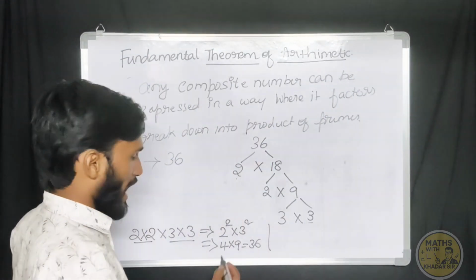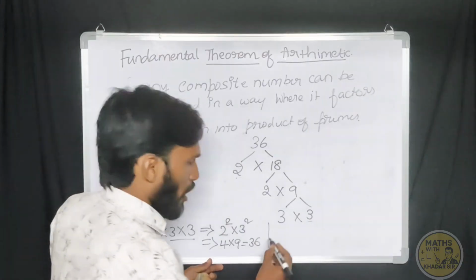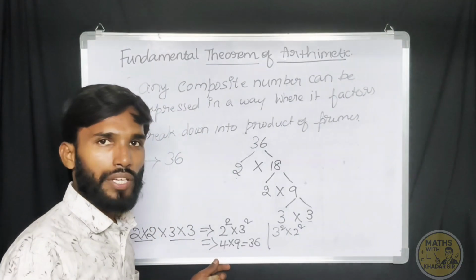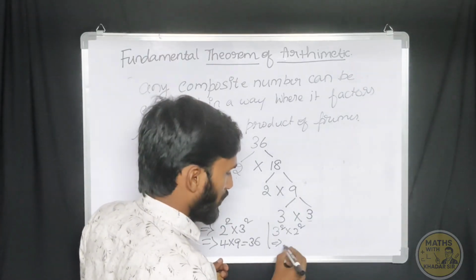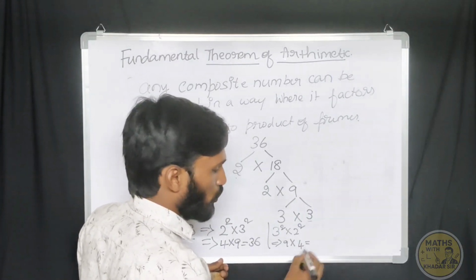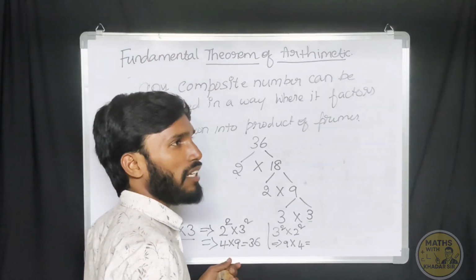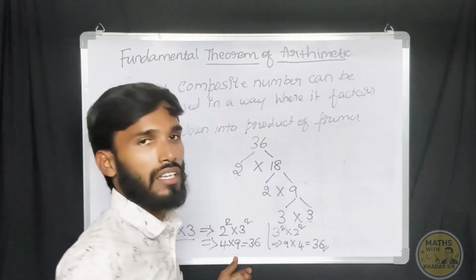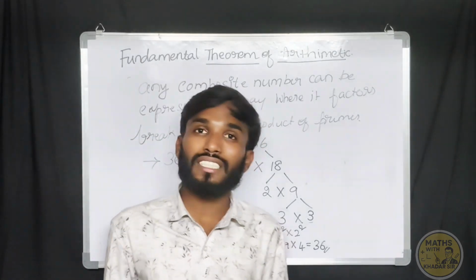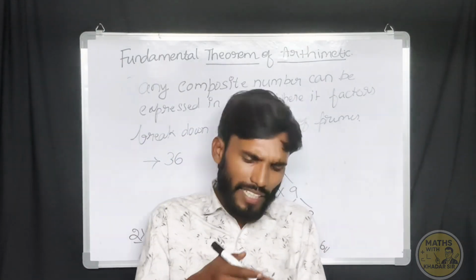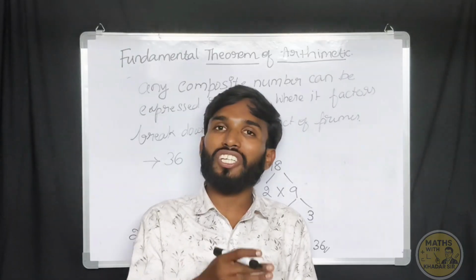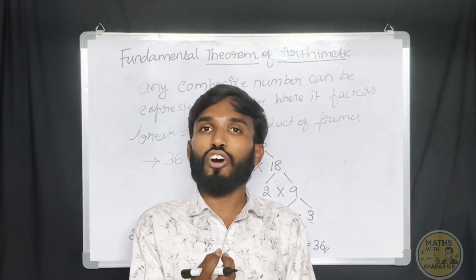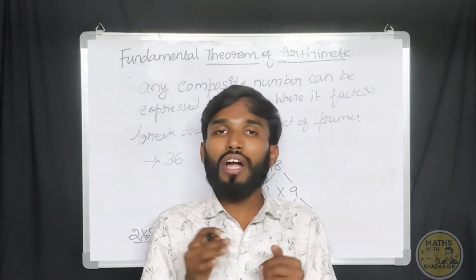Now let us see. Here we are writing this as 2 square into 3 square. If you write it as 3 square into 2 square, is there any change in the product? No. 3 square is 9 into 2 square is 4, which is 9 fours, how much? 36. This is what the fundamental theorem tells us, that any composite number can be expressed in a way where its factors break down into a product of primes, apart from the order.